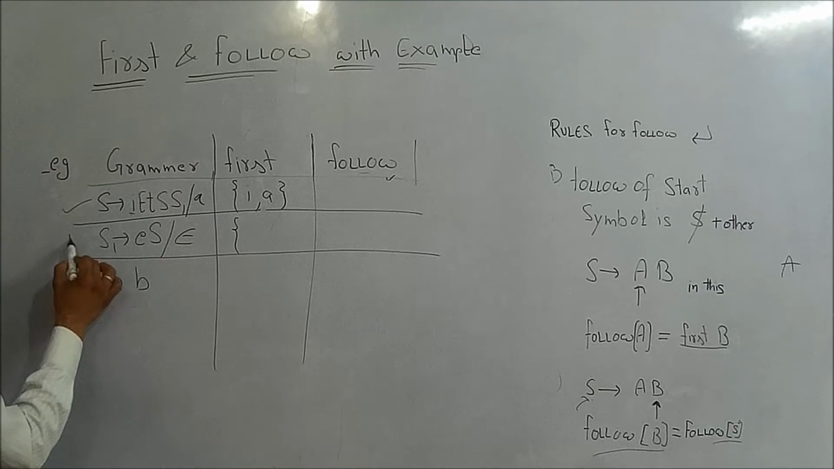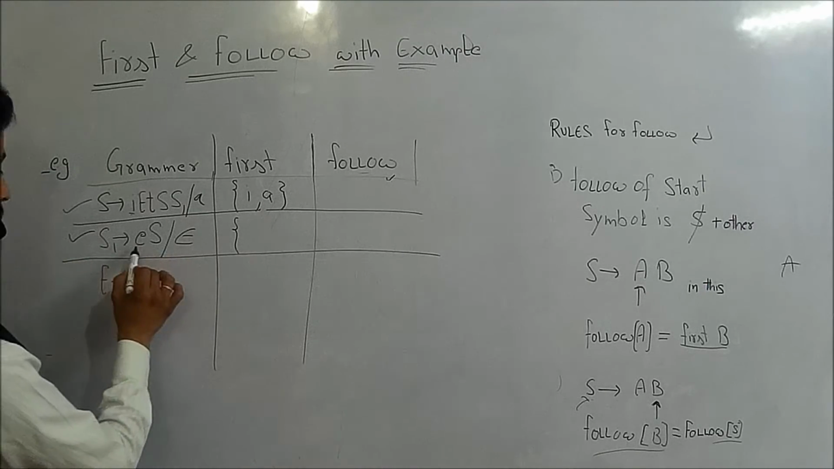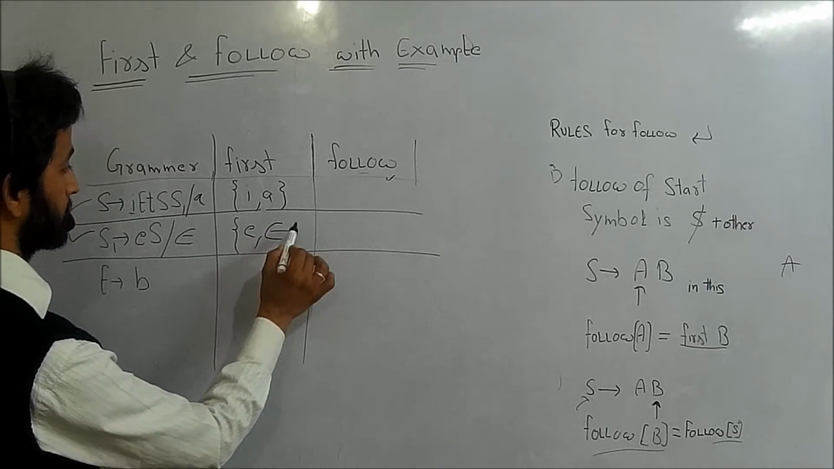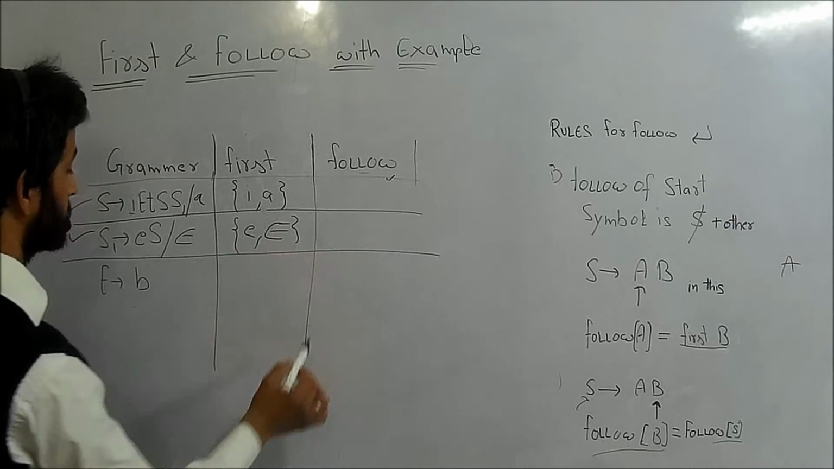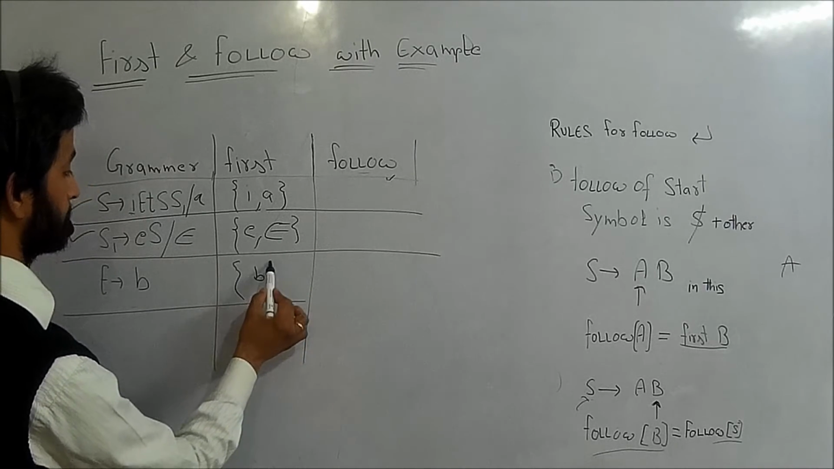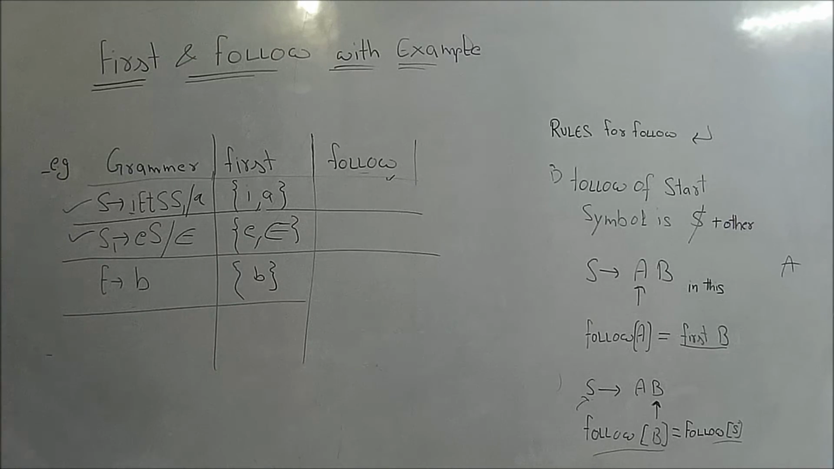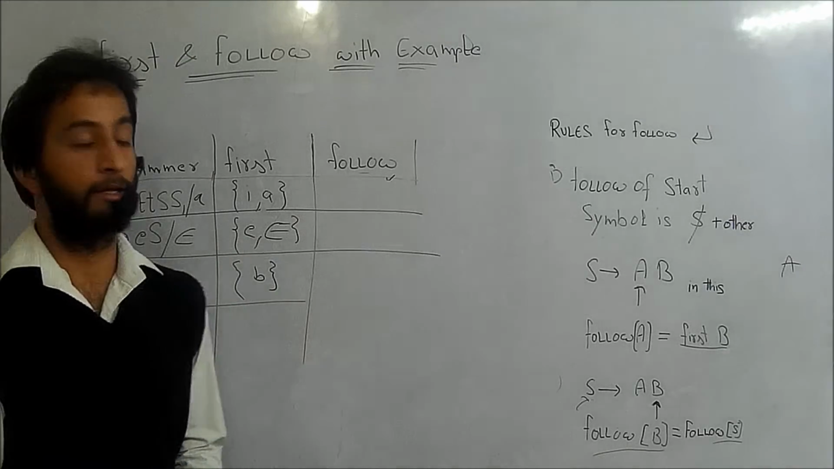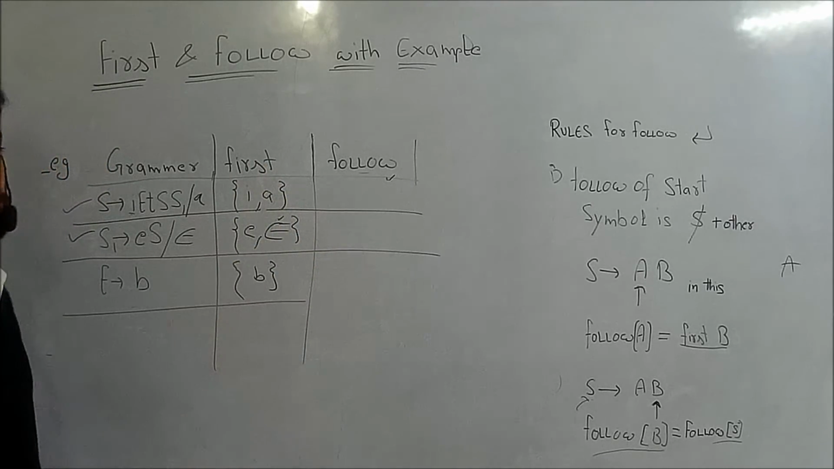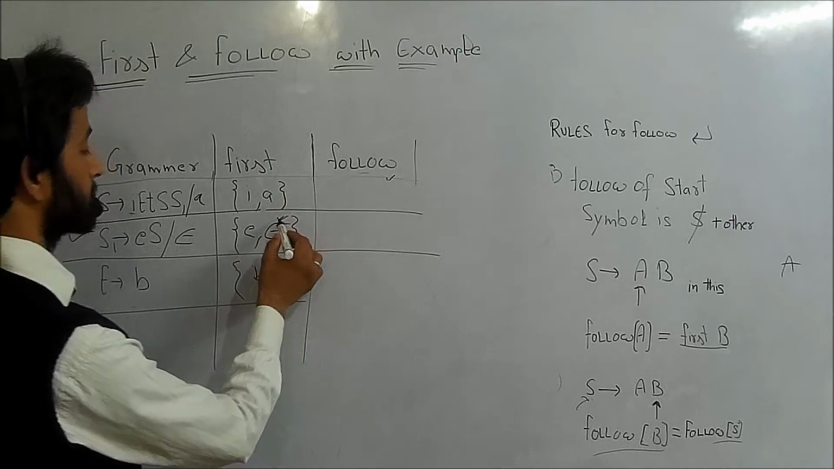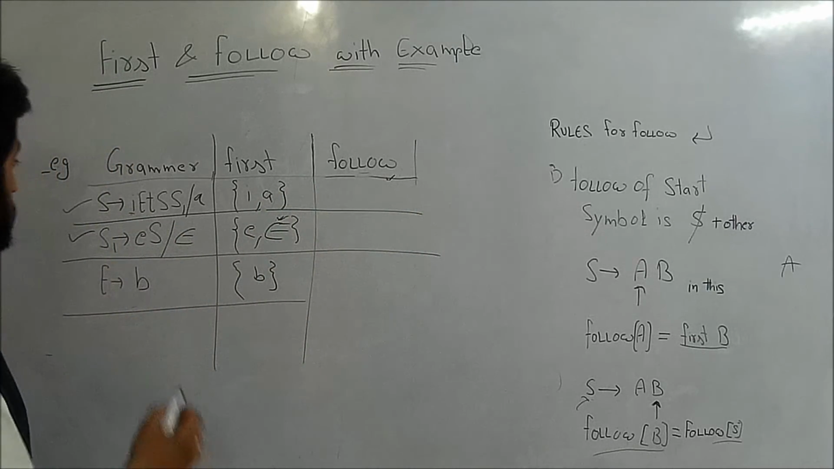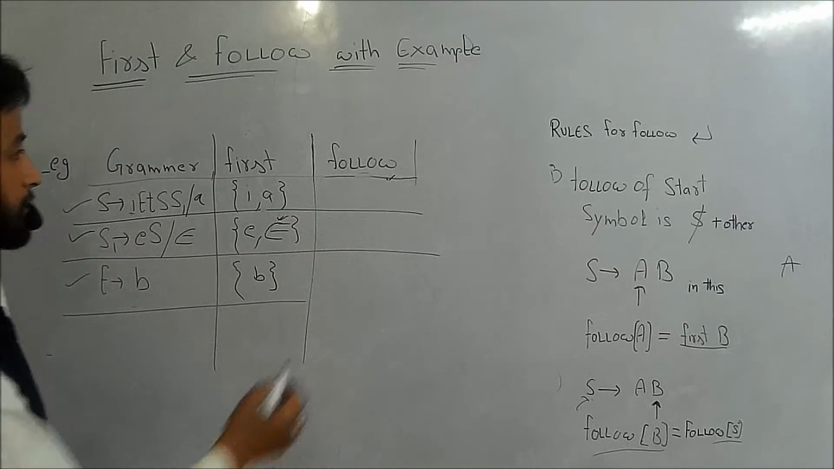Now I will calculate the first of S1. First of S1 is, first terminal is e, and epsilon. The first of E is b. So one thing I want to repeat, that we can add this symbol only in the first, but we will not include this symbol in follow. So that is how we calculate the first.